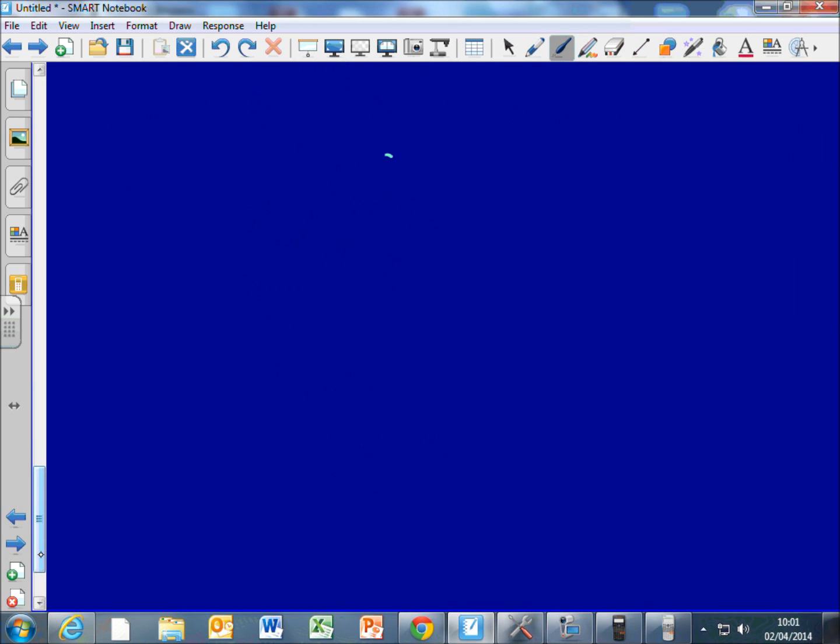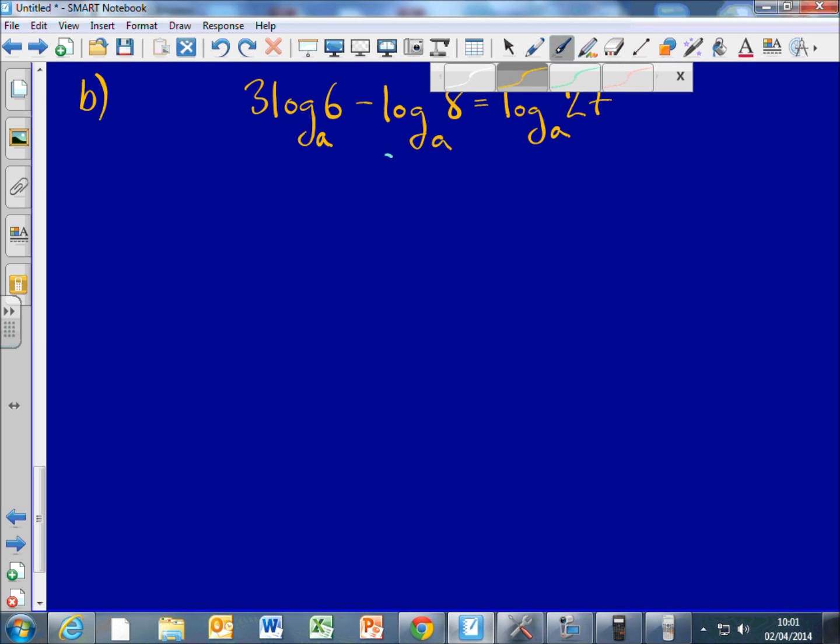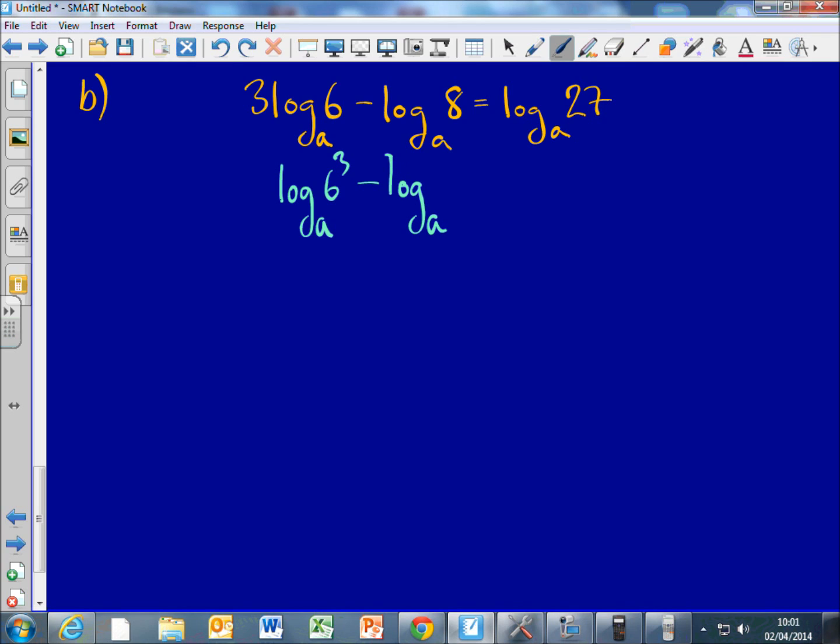So part B says, show that 3 log to the base a of 6 minus log to the base a of 8 equals log to the base a of 27. Basically you want to just keep applying log rules one at a time, and you pretty much just pick up marks. So this first one, Sean's saying change that to that. Are you happy with that, Isaac? Yeah. Okay.